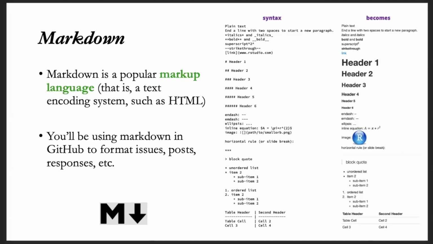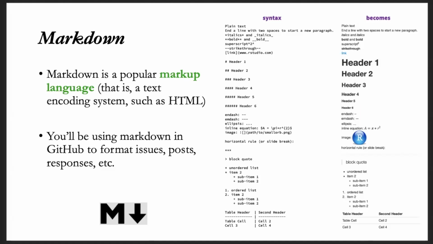Mermaid is a flavor of Markdown. Markdown is a popular markup language. It's like a text encoding system like HTML. You'll be using Markdown in GitHub. Whenever you're making comments or issues in GitHub, you're actually in many ways using Markdown, which is a way to encode with certain scripts or text syntax that manifests in ways you might expect in a Word document or something.